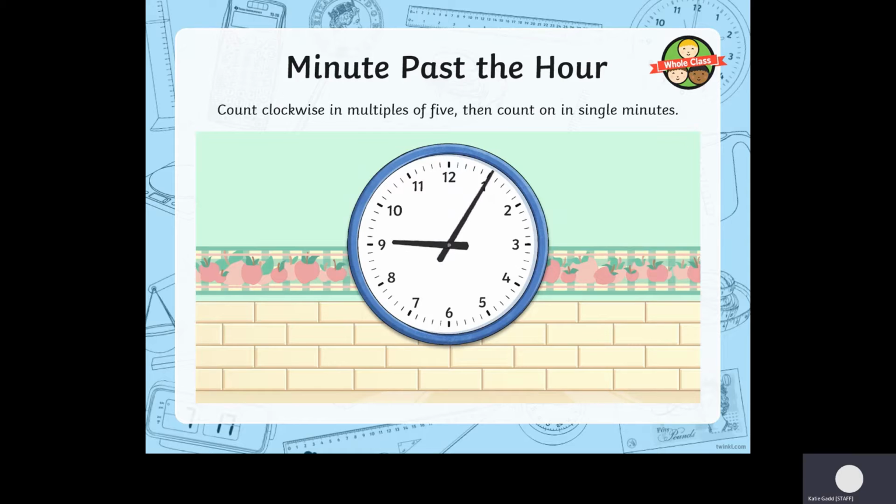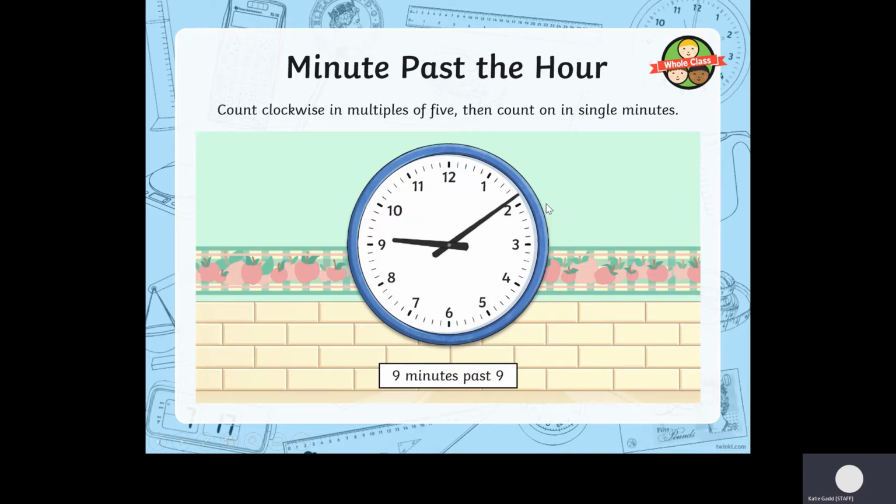Okay, another example now. So count in multiples of 5 where you can. 5, 10. Now I've made a mistake there. Why can't I count in fives up to the 2? Well, because the minute hand hasn't yet reached the 2. So we can count in fives to the first large interval, and then we need to count on in single minutes. So 5, 6, 7, 8, 9.